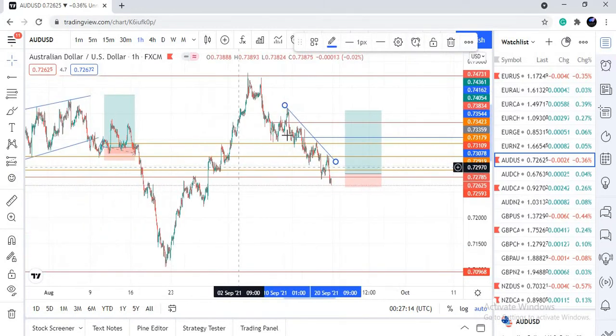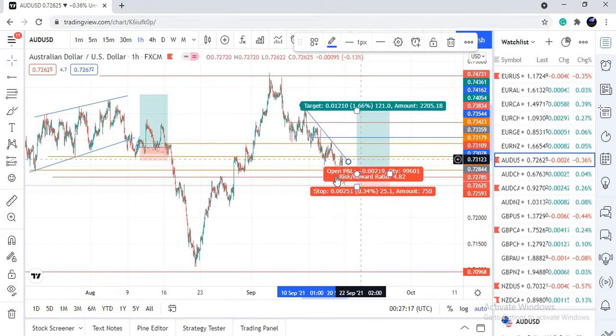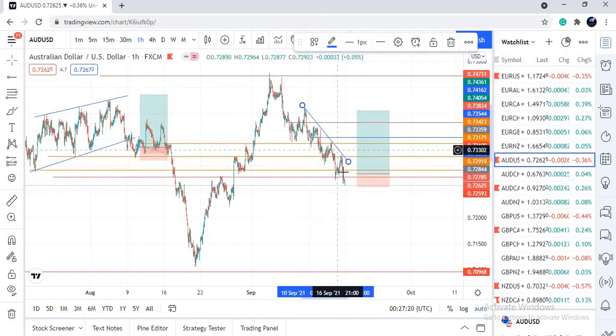One thing about trend lines is that they don't continue respecting a trend line. A trend line will always get broken at some point. So what we predicted was that at some point it's going to break this trend line.